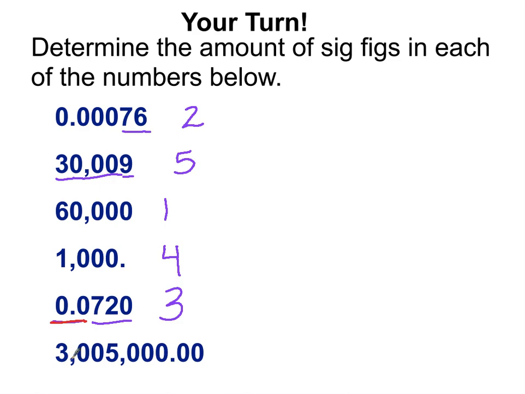Last but not least, we have 3,005,000.00. We know this is exactly 3,005,000.00. We have to count these trailing zeros because there's a decimal. These zeros are in between two non-zero digits, so those also count. That means that every single number in this number is a significant digit. So 1, 2, 3, 4, 5, 6, 7, 8, 9 significant digits.